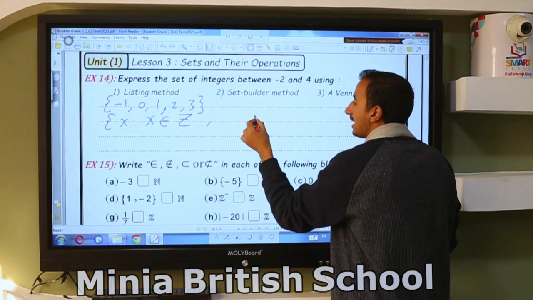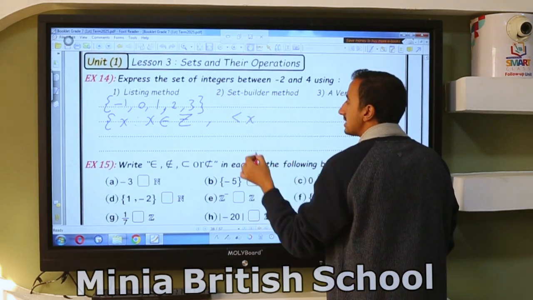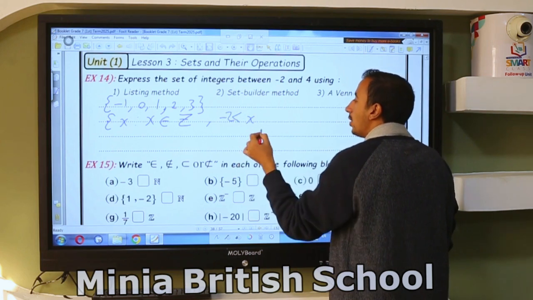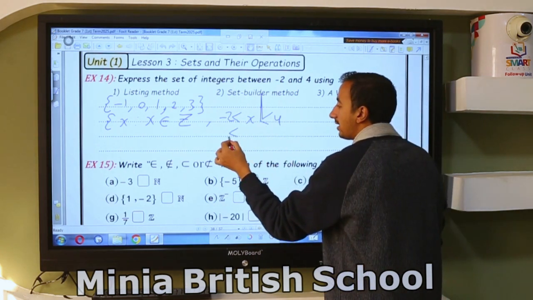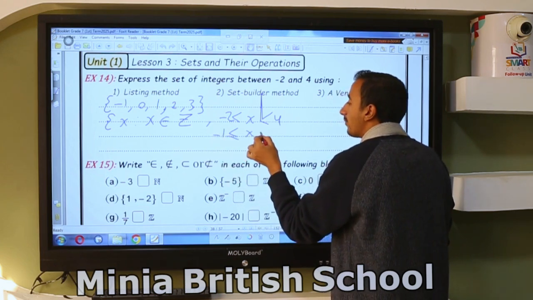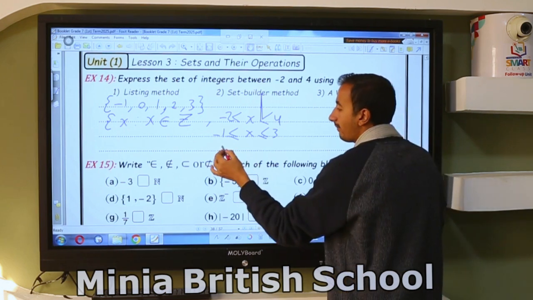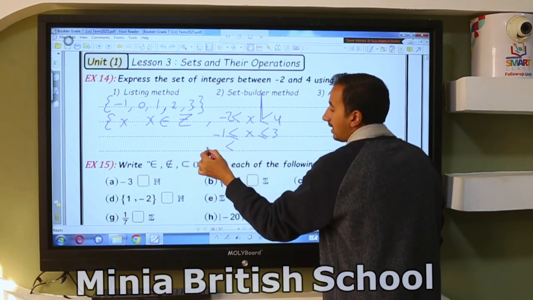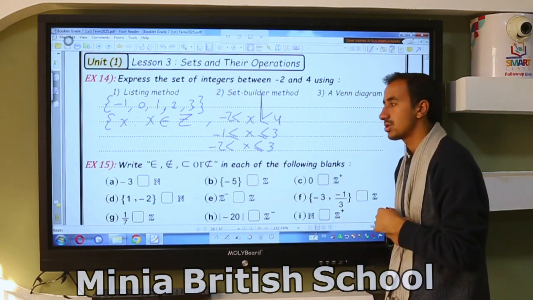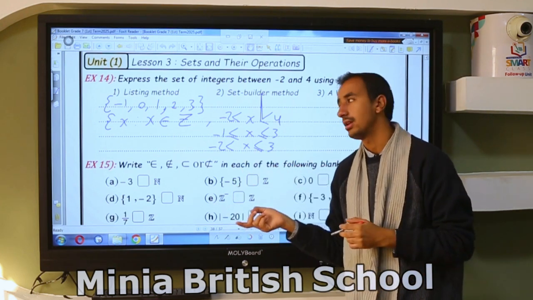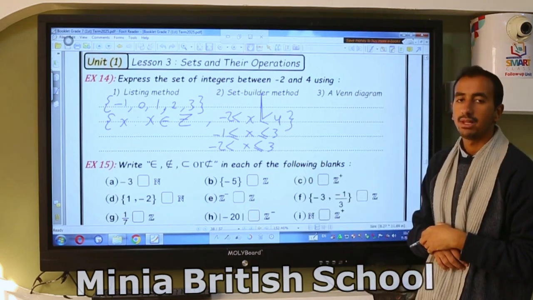And x is between the two numbers, greater than -2 or smaller than 4. Another solution, greater than or equal to -1, smaller than or equal to 3. Another solution, you can make it greater than -2, smaller than or equal to 3. Another solution, greater than or equal to -1 and smaller than 4. This is called the set builder method.